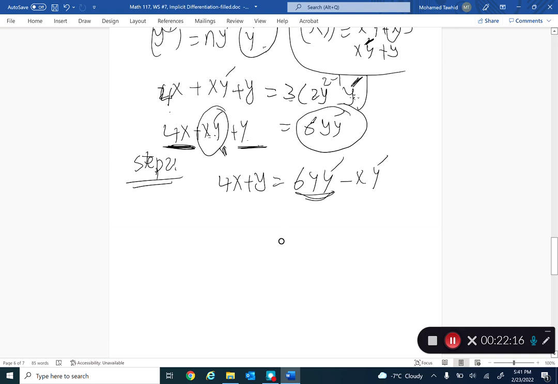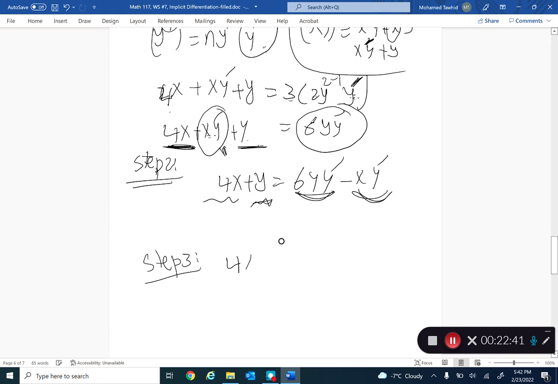So that is step number 2. I collect all the terms that have y prime on one side. The term that does not have y prime, I put on the other side. Right? So now what is step number 3? Step number 2 is collect y prime terms on one side, and any term that does not have y prime on the other side. Step number 3, I have to factor out.